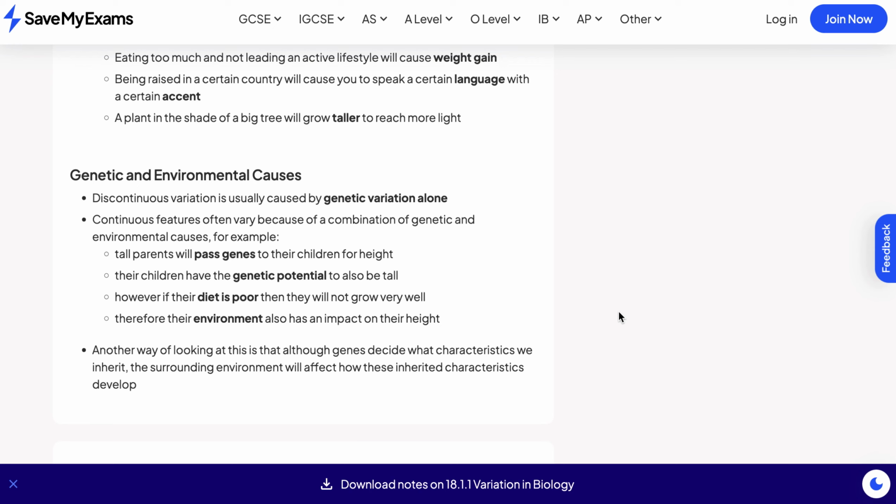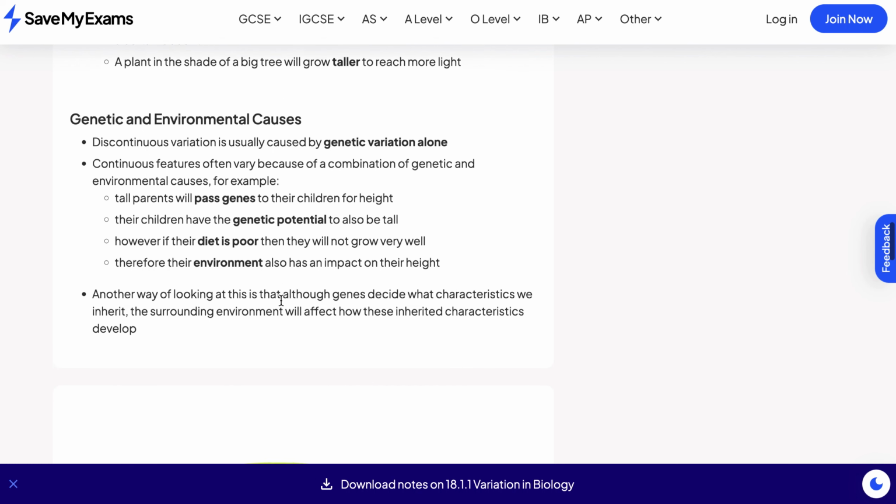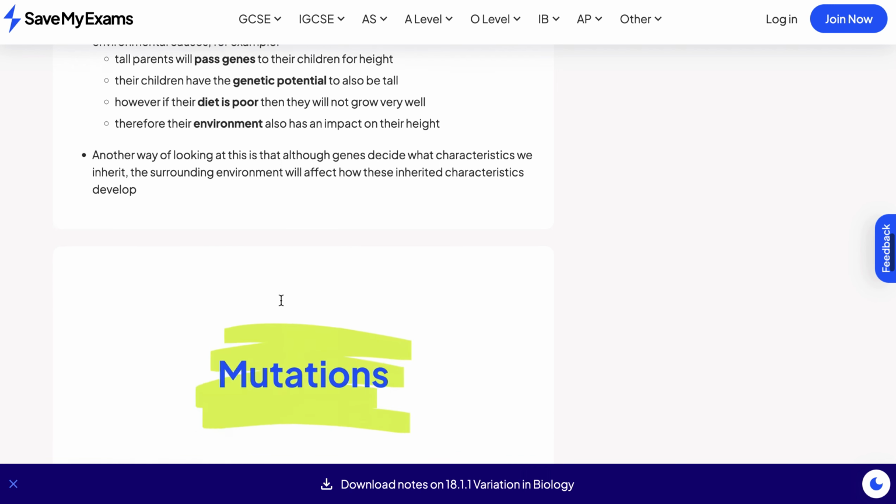For continuous variation, we say you need both the genetic and the environmental factors. For example, if you are born to tall parents, they will pass the gene of tallness to their children, for their children to be tall. But that's not enough. If there is no good food, and you eat a poor diet, the children may not be as tall as they're supposed to be, even though they have the gene for tallness. So the poor diet is coming from the environment, while the gene of tallness is coming from the genetic factors. This is how continuous variation is affected by two things.